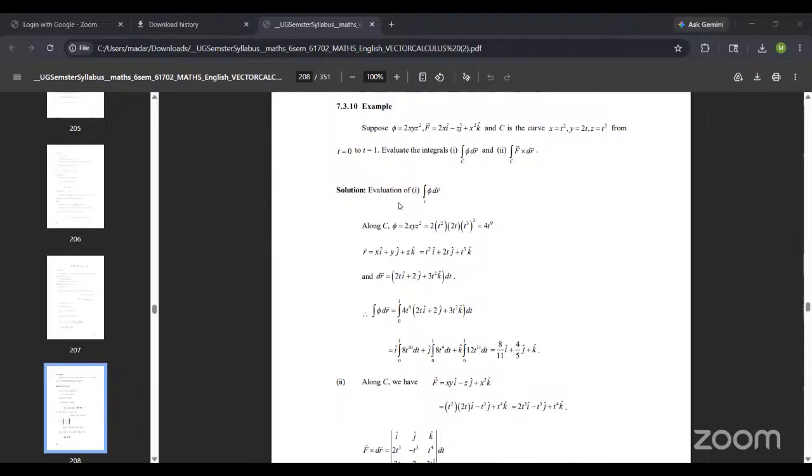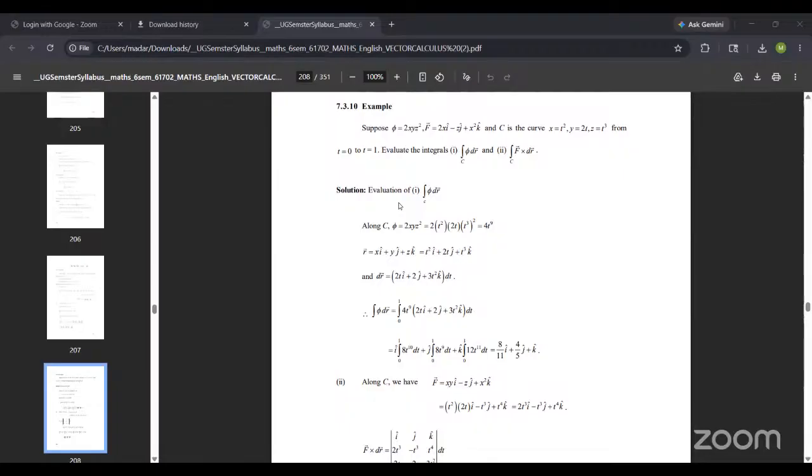That becomes 4t power of 9. And r bar equal to xi plus yj plus zk, that we are getting t square i plus 2t j plus t cube k. And dr equal to 2t i plus 2j plus 3t square into dt.